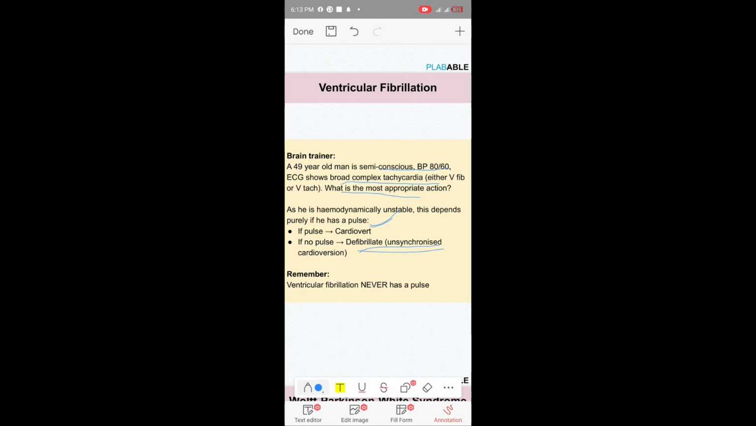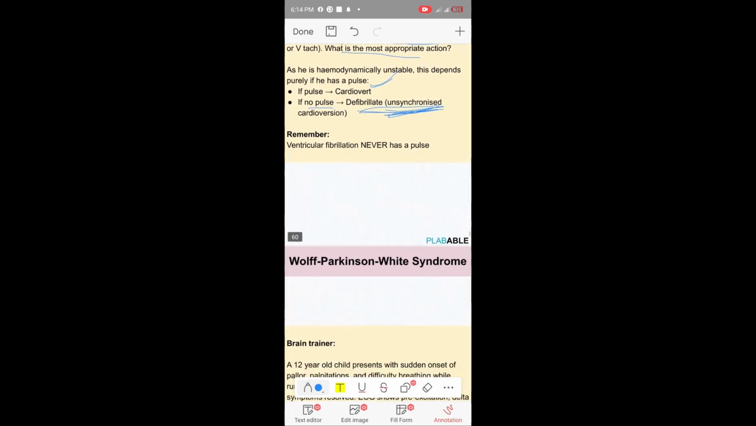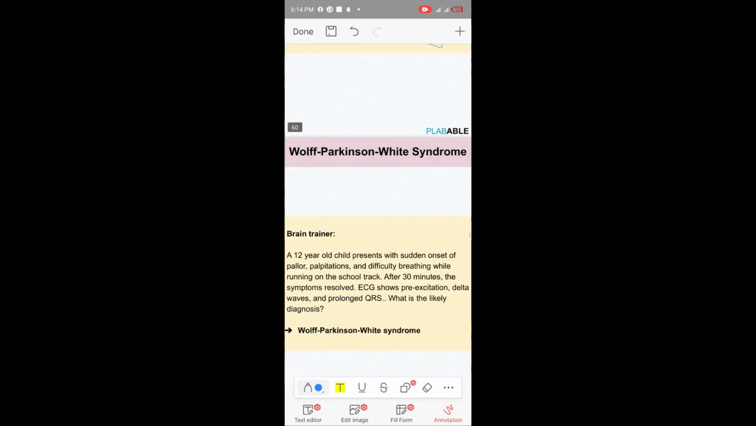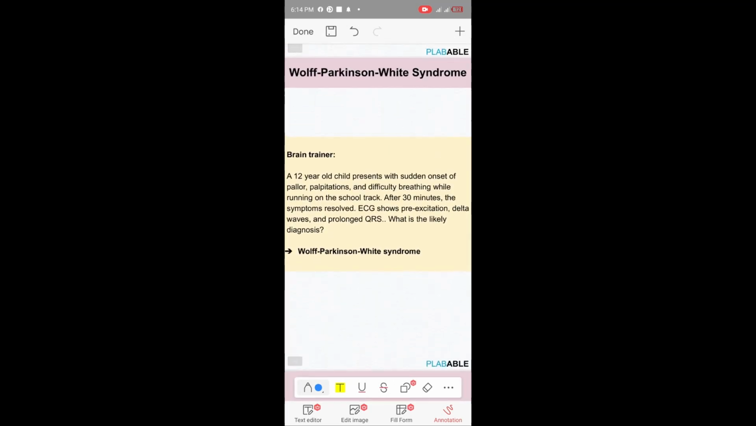You only get to know when you attach the rhythm monitor. So if no pulse, just defibrillate, unsynchronized. Otherwise, it is synchronized cardioversion. Defibrillation is always unsynchronized. Ventricular fibrillation never has a pulse. No BP, no pulse. Now comes the Wolff-Parkinson-White syndrome.